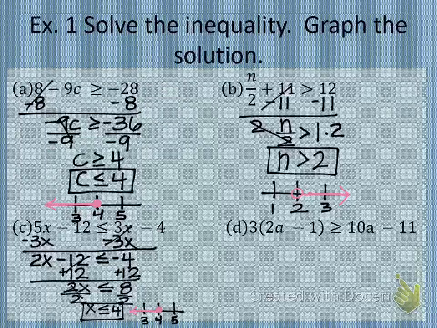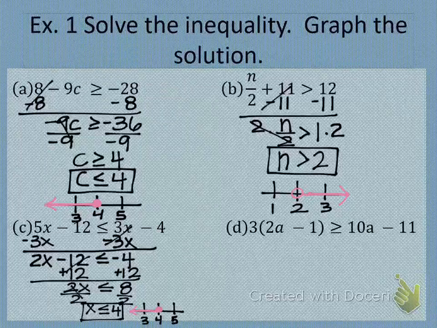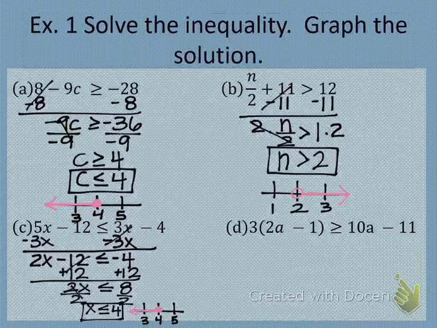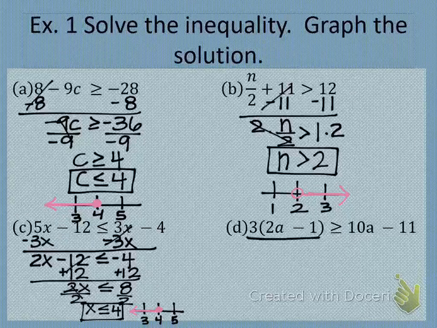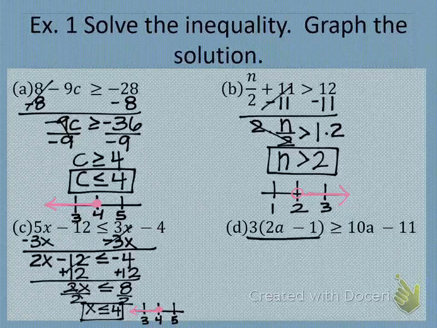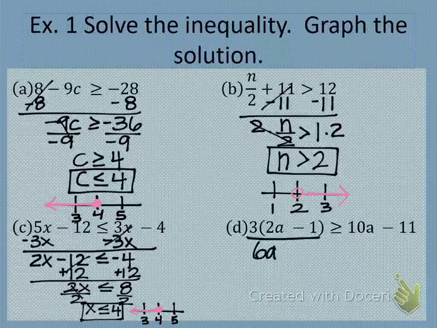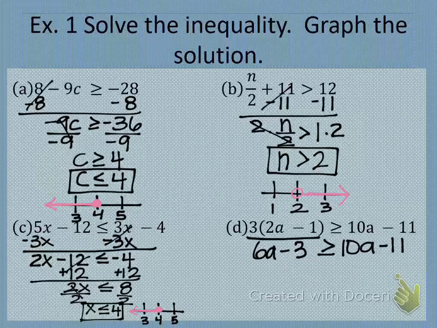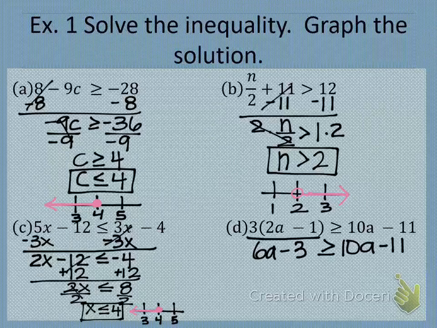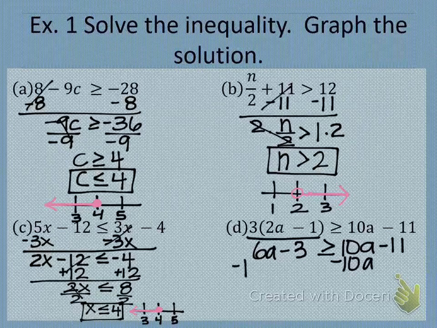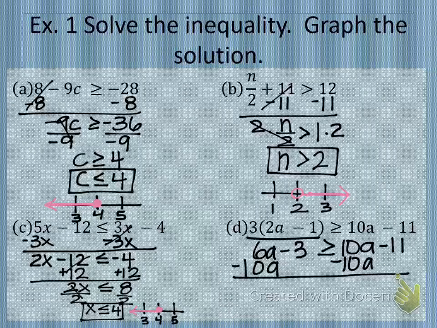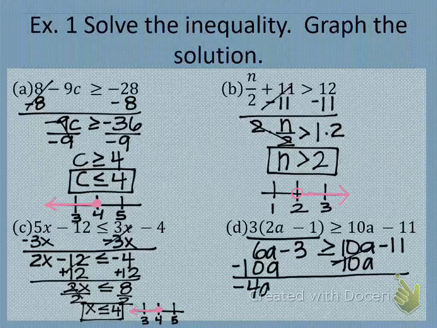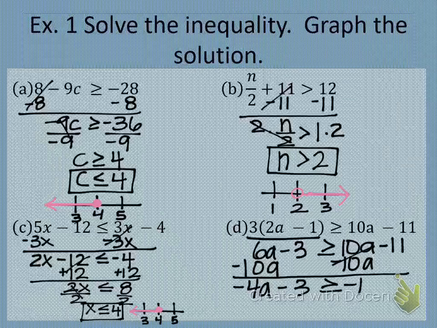All right, let's look at letter D. What should we do first? Distribute. Very good. What are we distributing? We're going to distribute the 3. So what do we get when we distribute the 3? 6a minus 3 is greater than or equal to 10a minus 11. Very good. All right, Shonda, what would our next step be? Good. We're going to subtract 10a from both sides. Okay, when we do that, we get negative 4a minus 3 is greater than or equal to negative 11.